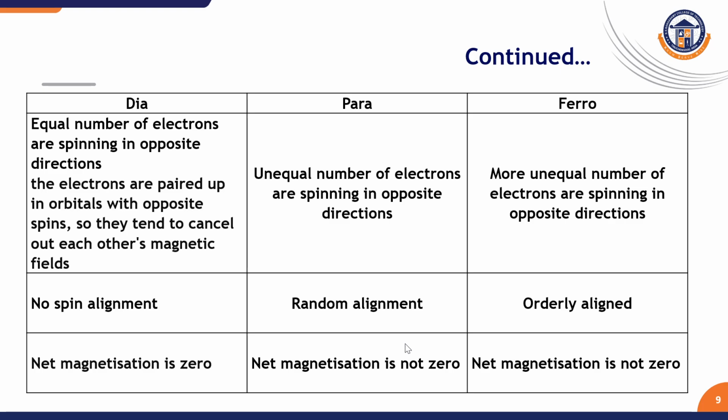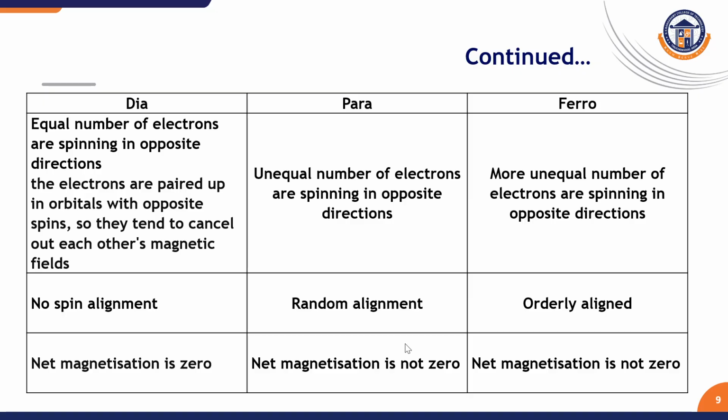Diamagnetic materials have all their electrons paired, so the spins cancel each other. They show very weak negative magnetism and are repelled by a field. Their susceptibility is negative and the permeability is slightly less than 1. Examples include copper, bismuth and silver.